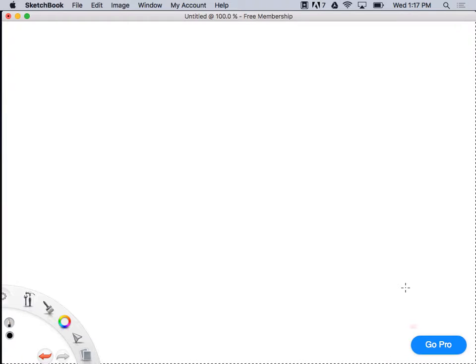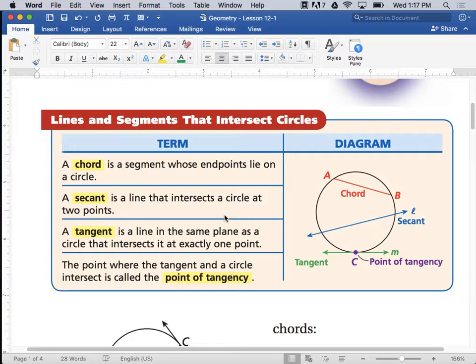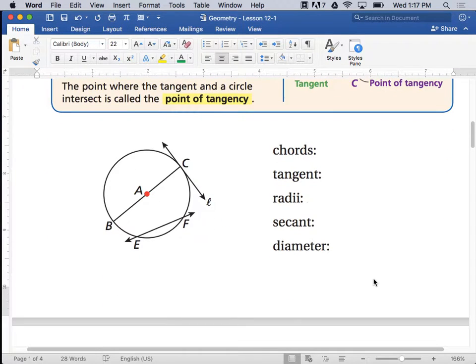So would you put the same thing? Good. Yeah, it's a chord and a diameter. Exactly. Are we on the next page? No, the first page, Marcus, is the bottom.